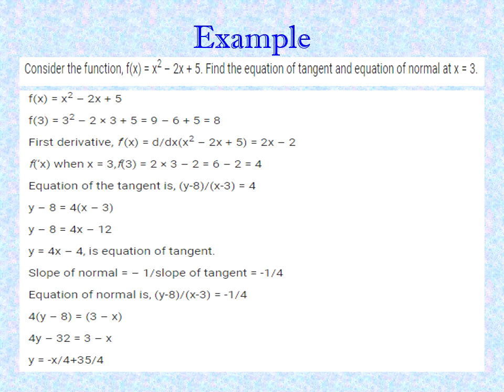So 3 comma 8 is the required point, which you are substituting in finding the equation of the tangent. Similarly, when you find the equation of the normal, we know that the slope of the normal is equal to minus 1 by the slope of the tangent, so that is equal to minus 1 by 4. Now put the value: (y minus 8) by (x minus 3) is equal to minus 1 by 4. Just cross multiply, and after adjustment, we will find the equation of the normal.